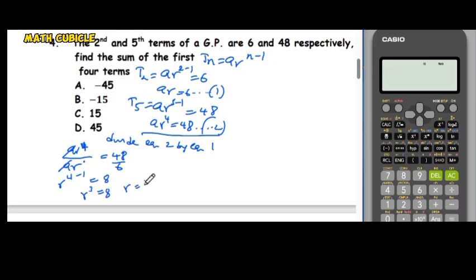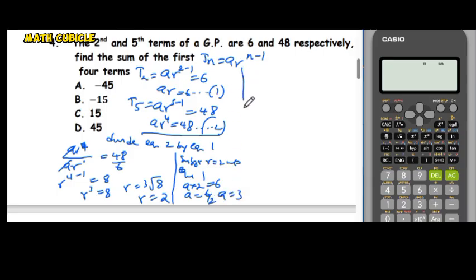Our common ratio is cube root of 8, and the cube root of 8 is 2. So common ratio is 2. To get our first term, we substitute R equal to 2 into equation 1, AR equal to 6. A times 2 is equal to 6. So A is 6 divided by 2. A is equal to 3.